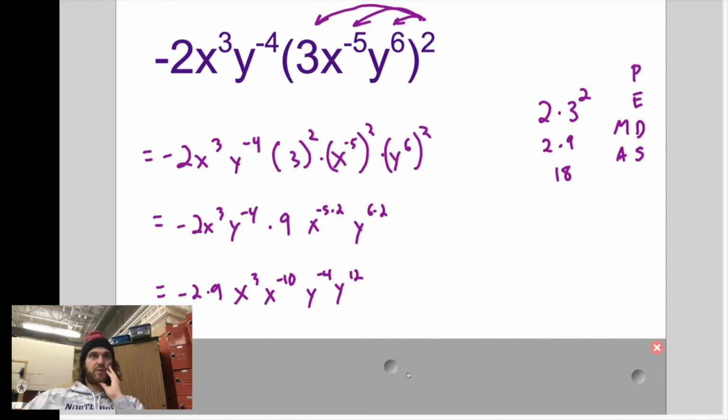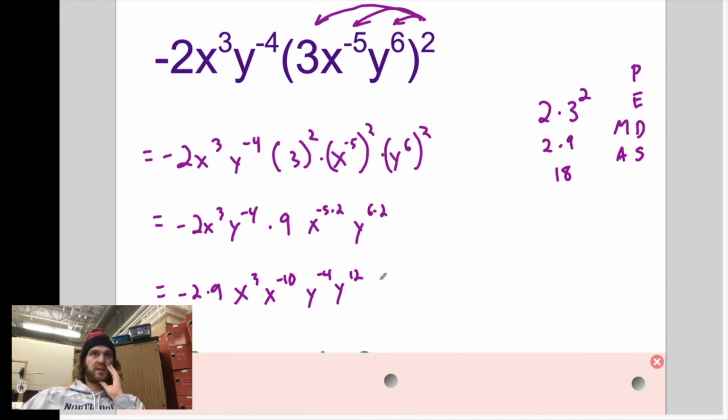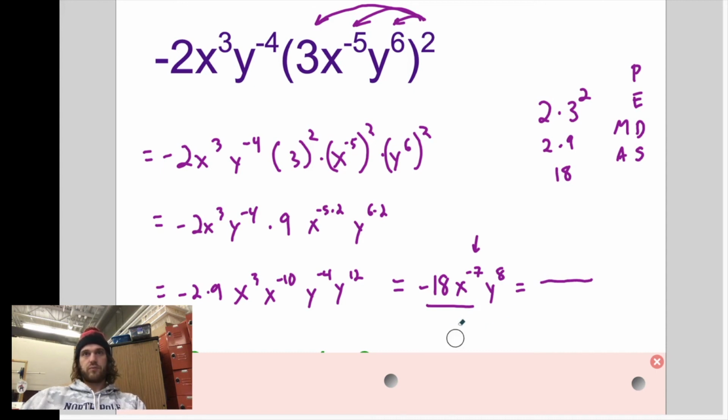So now what we do to simplify this when we're done, whoa, we're running out of space. Now what we do is we're going to multiply on the front, so you get negative 18, then you're going to do x to the 3 plus negative 10, which is negative 7. And then you'll have y to the negative 4 plus 12, which is y to the 8th. We're still not simplified because we have this negative exponent, so that needs to move down to the denominator of the fraction, so we'll put this over 1, and you end up with negative 18y to the 8th over x to the 7th.